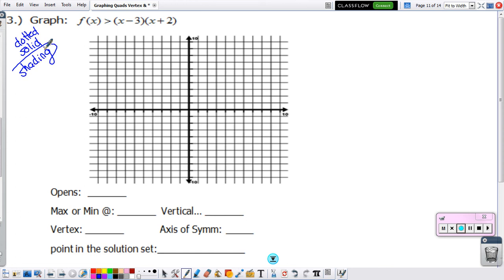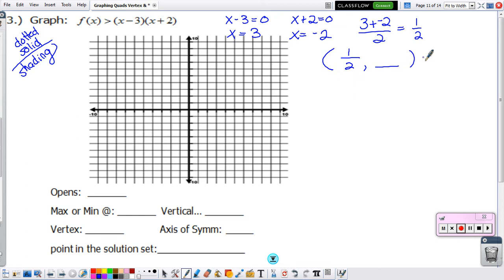All right, so the first step, let's get our zeros. x minus 3 equals 0. x plus 2 equals 0. x is going to be 3 or -2. So to get the vertex, I'm going to take the average of these, and I get 1/2. That's only the x coordinate for the vertex. So I will need to plug 1/2 into the equation. So I get 1/2 minus 3 and 1/2 plus 2.